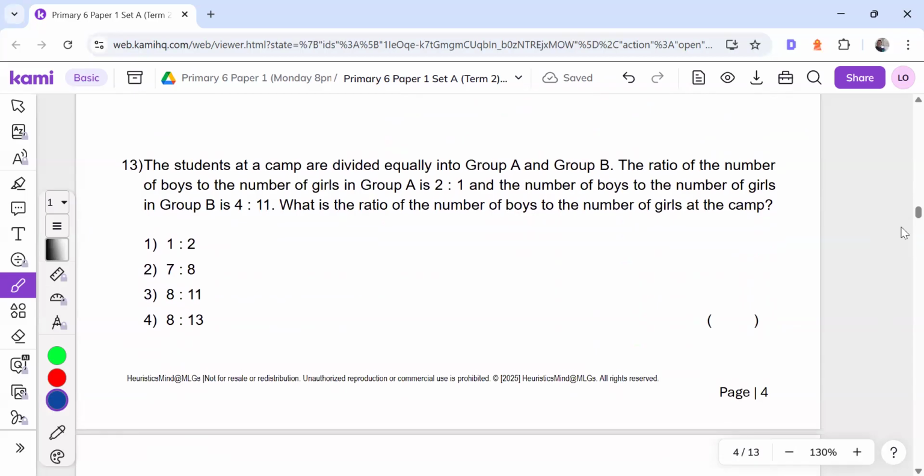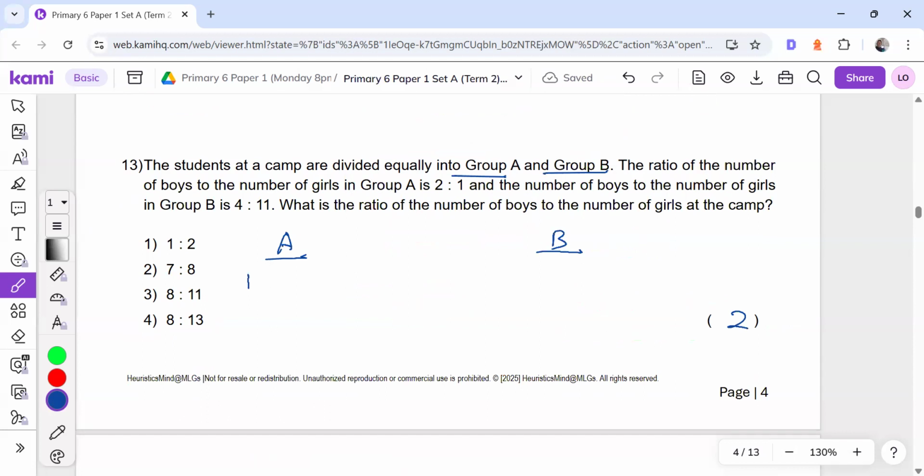Question 13 is something that you should get correct. The answer is number two. If you still get it wrong, Miss Tong has nothing to say already. Now, the students at the camp are divided into Group A and Group B. So you can break up into two columns.